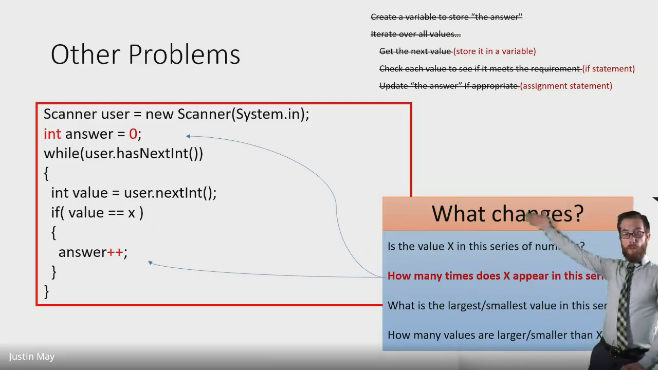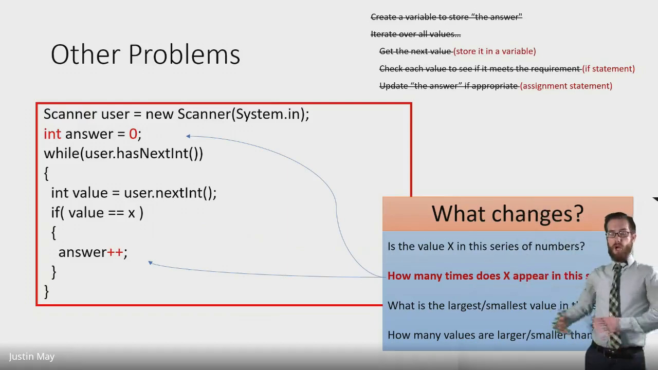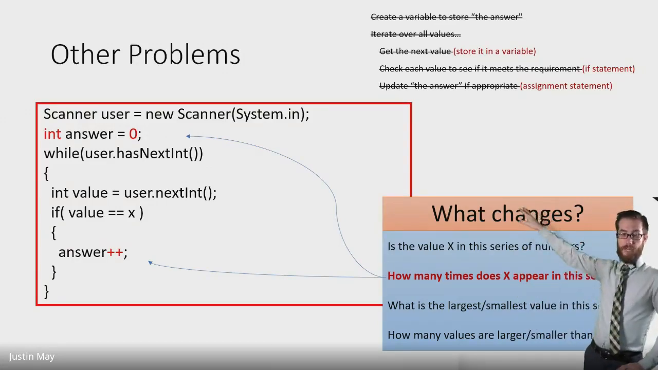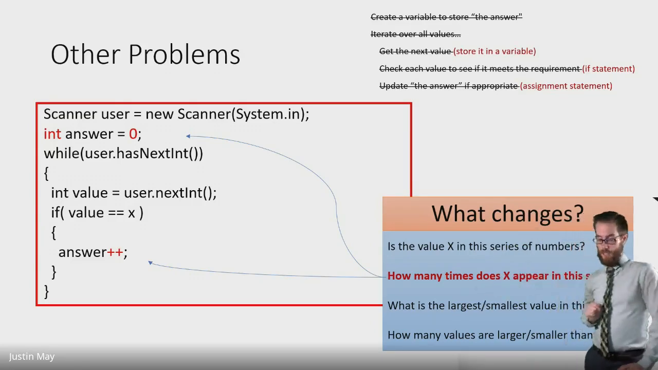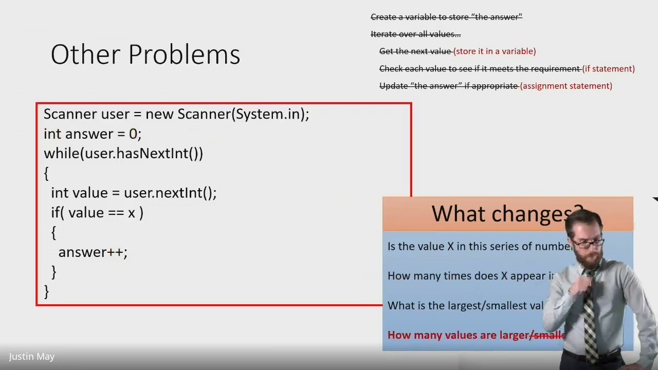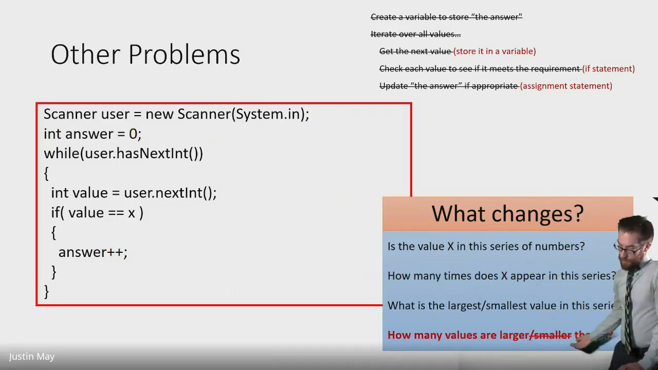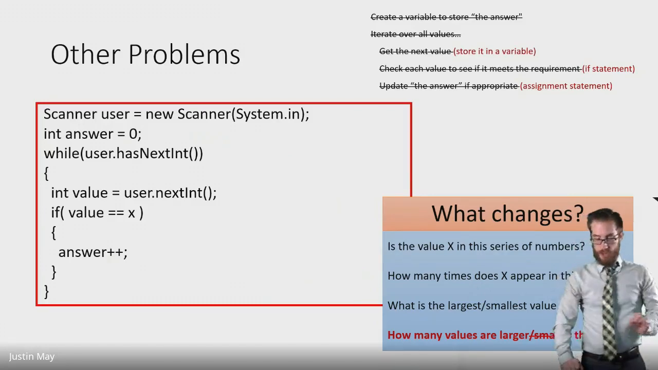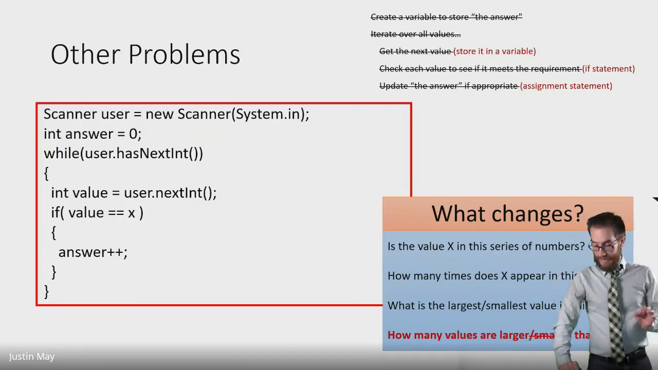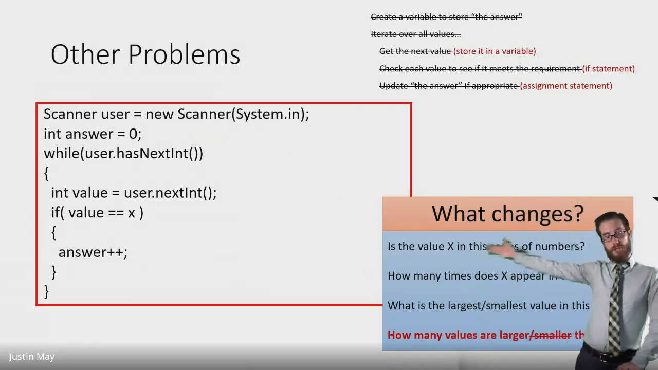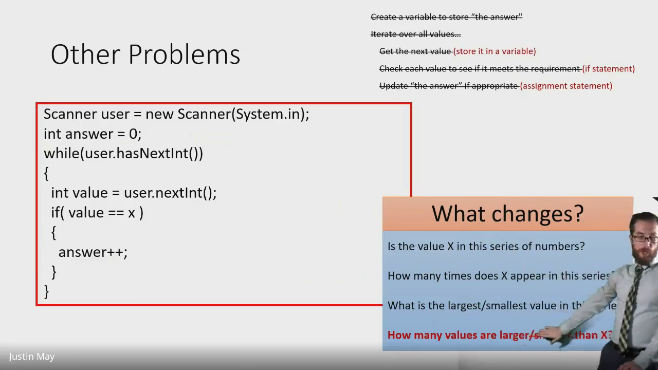So you can see most of this code is the same. The algorithm is structurally the same. We're just changing little bits, the type of the answer, the initial value, what happens if the condition is true. Very subtle changes to solve all these different problems. How about this question? How many values are, we're going to say, larger than x? So again, it's a how many question. We want to know not how many times the user typed in the value x, but how many times did they type a number bigger than x? So what do you have to change in this code to make it solve this problem?